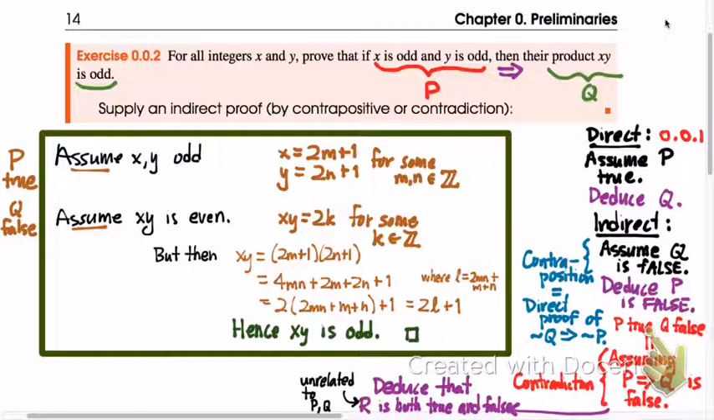And so what did we do? We assumed p was true. We made another assumption we didn't use. And then we deduced just from the truth of p, the truth of q. What kind of proof is that?